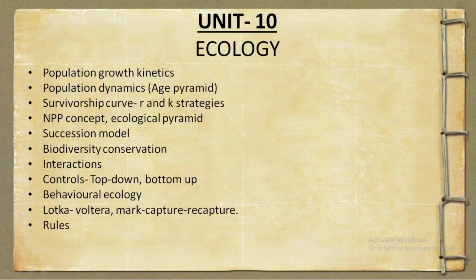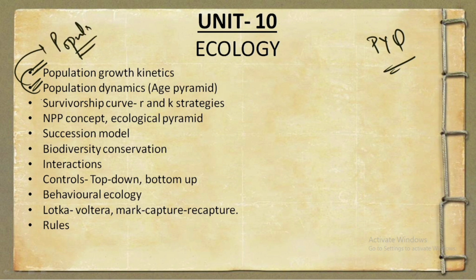If we look at the various important topics depending upon the previous year question analysis, these are the topics that you just cannot skip. It includes more or less the complete unit, but if you want bullet points, the first one is population growth kinetics and population dynamics. These two are included in the complete population ecology. Then we have the survivorship curve, in which specifically the R and K strategies. We have three survivorship curves, that is the first type, second type and third type.